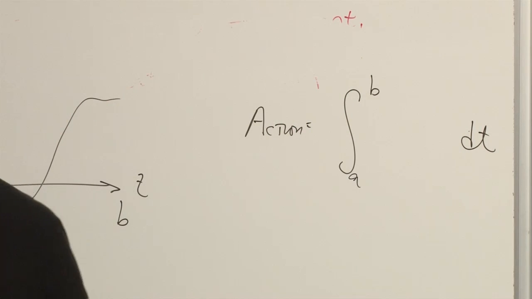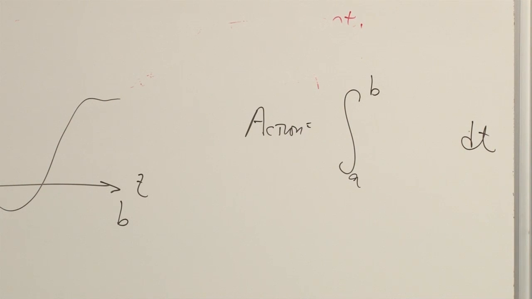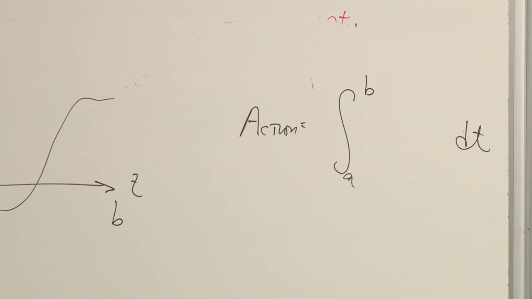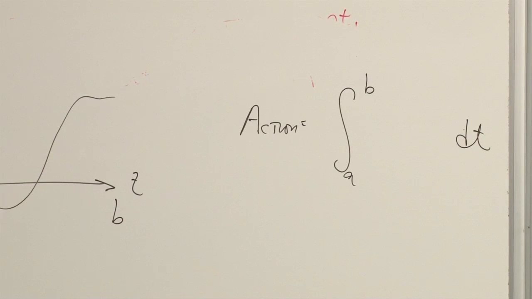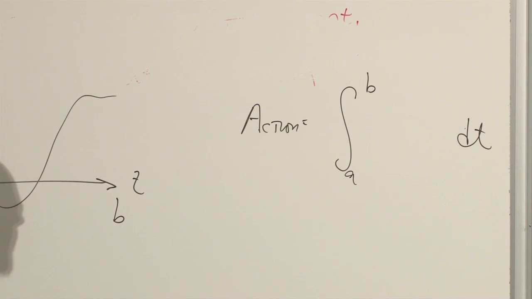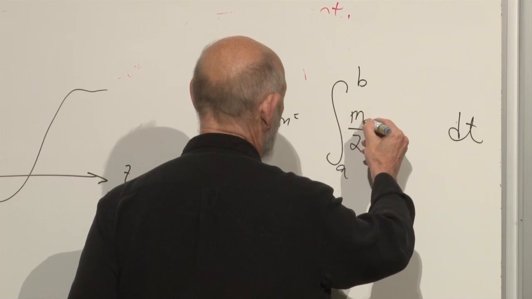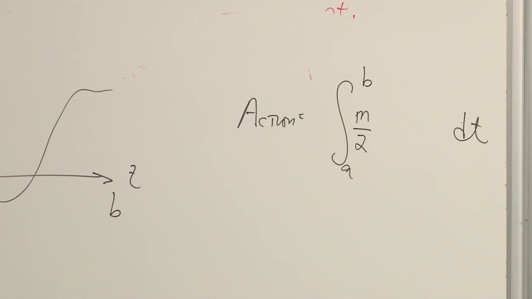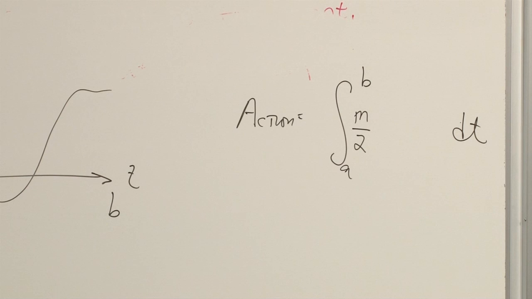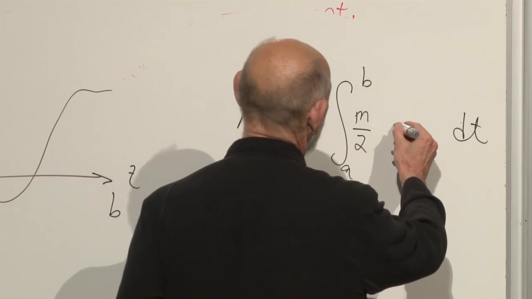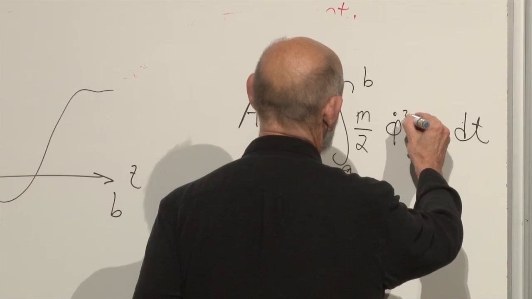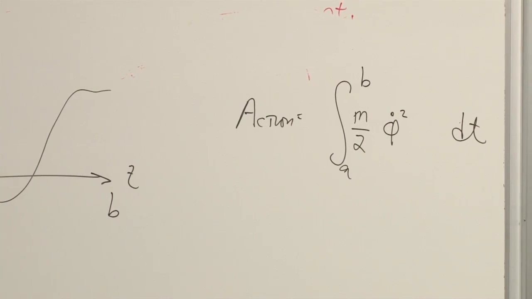And for simple non-relativistic particles, there's a very simple Lagrangian that we write down. It's the kinetic energy minus the potential energy. So what is the kinetic energy? It's 1/2 mv squared, where m is the mass of the particle. And what's the velocity? Phi dot, right? Not x dot, not t dot, but phi dot. Phi is the coordinate. So we would write phi dot squared, or d phi dt squared.